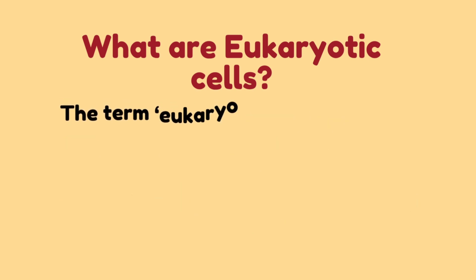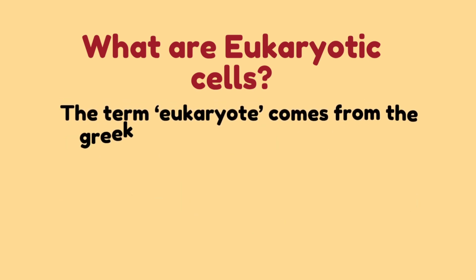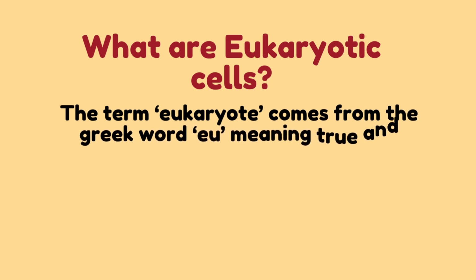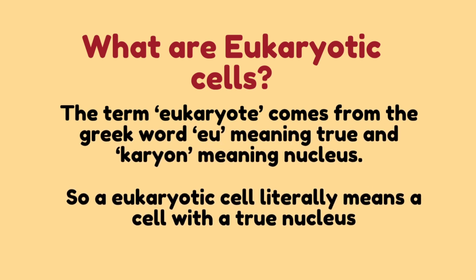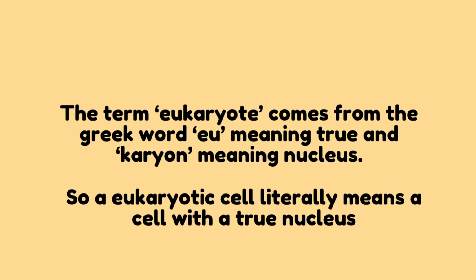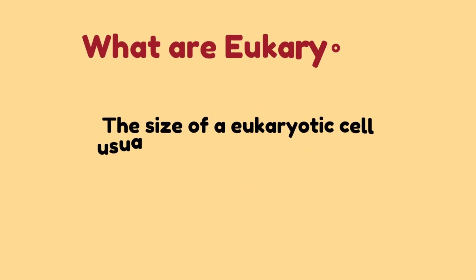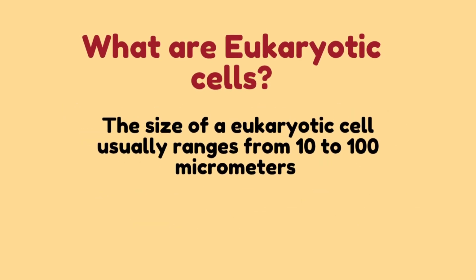The term eukaryote comes from the Greek word eu meaning true and karyon meaning nucleus. So a eukaryotic cell literally means a cell with a true nucleus. The size of a eukaryotic cell usually ranges from 10 to 100 micrometers.